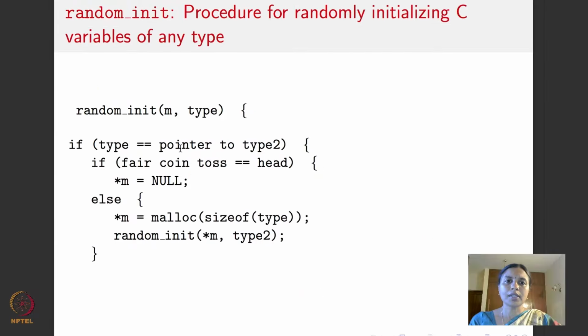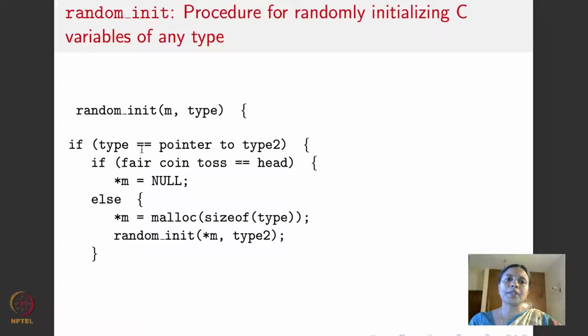So here is how the random init code looks like. Random init takes an argument m of a particular type. We don't know what the type could be. It could be anything that is supported by C. So I've just mentioned it as type, and left it at this. Now we will see what it is.